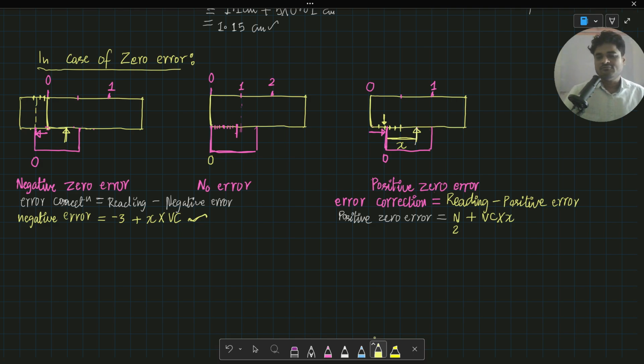But in case of negative zero error, you need to calculate like this, or you calculate from the right side. From this side, whichever subcount is aligned, minus of that value is the negative error. So you can do it from the right side if you want to consider only the aligned number, but you can also measure it like this, because this is -3 subdivision, and we can do the normal measurement, so there is no issue about that.